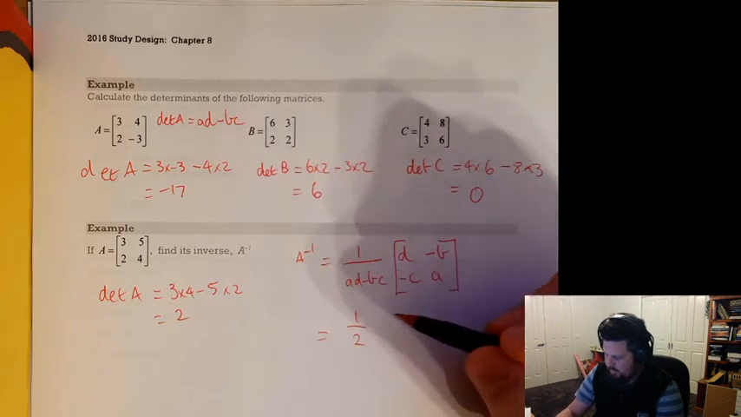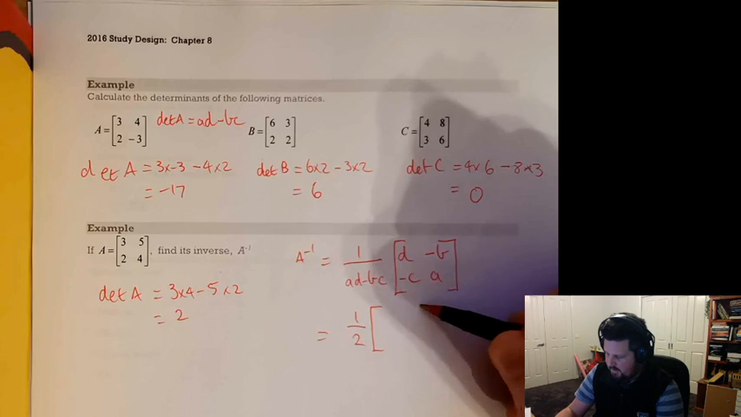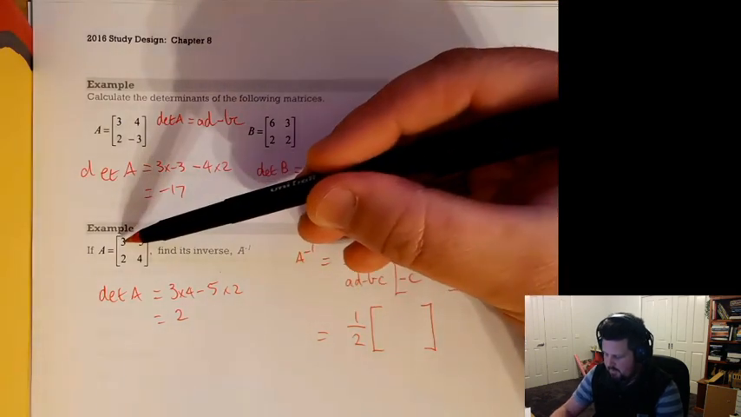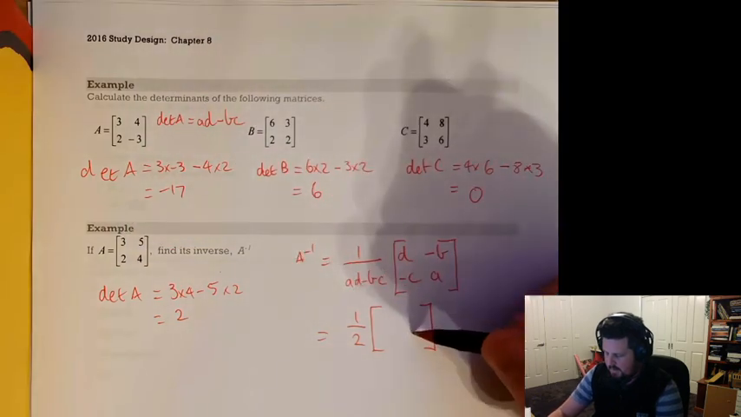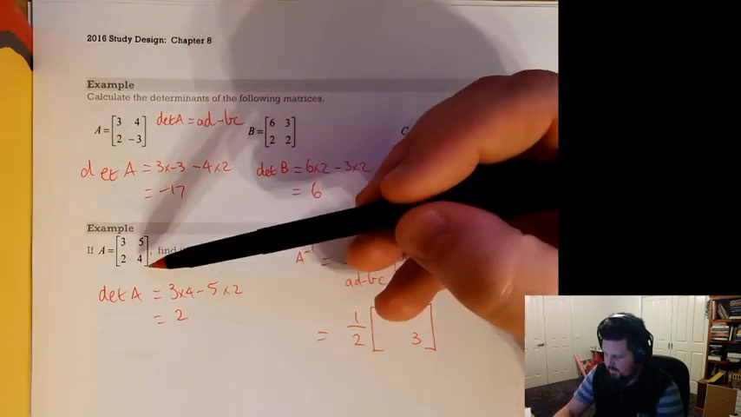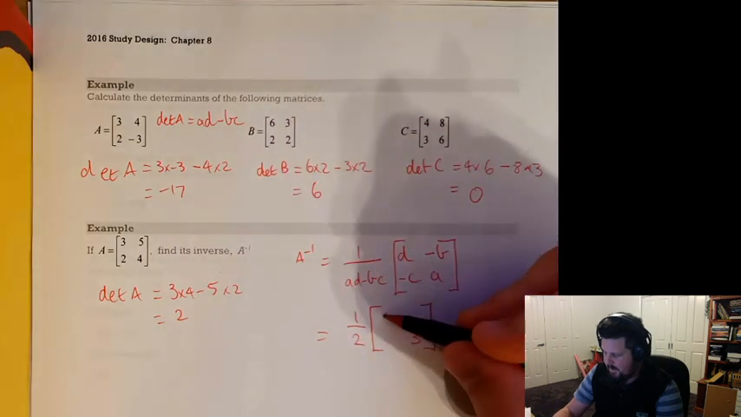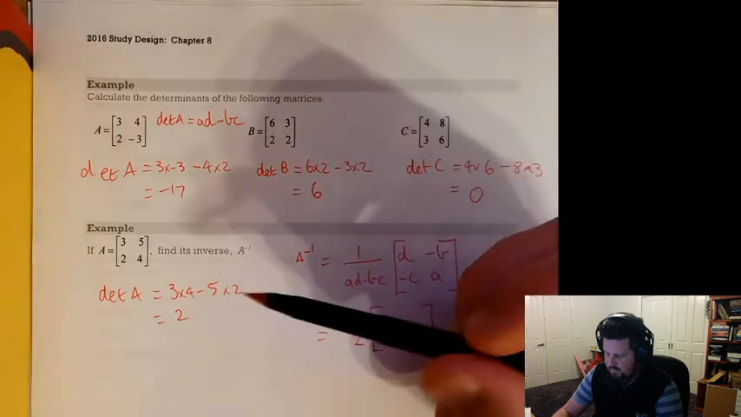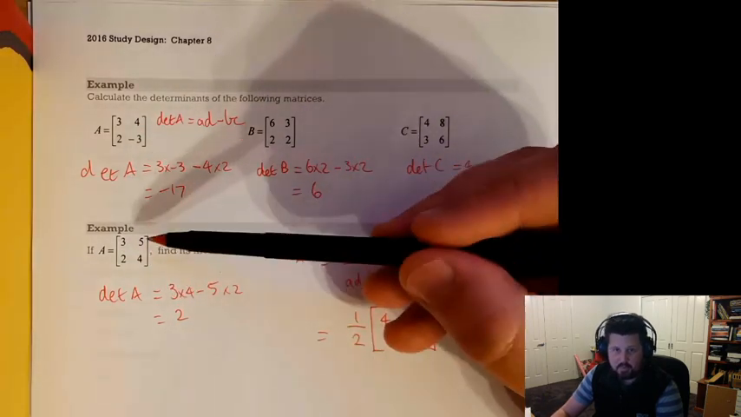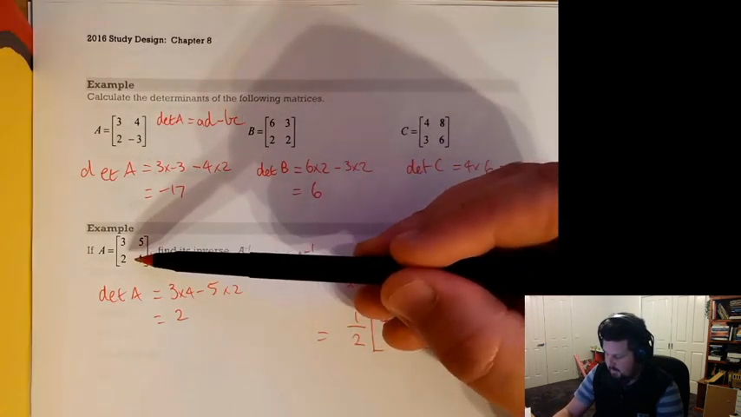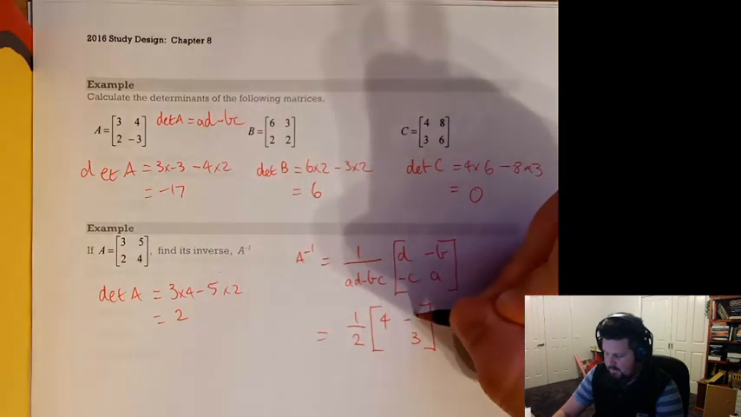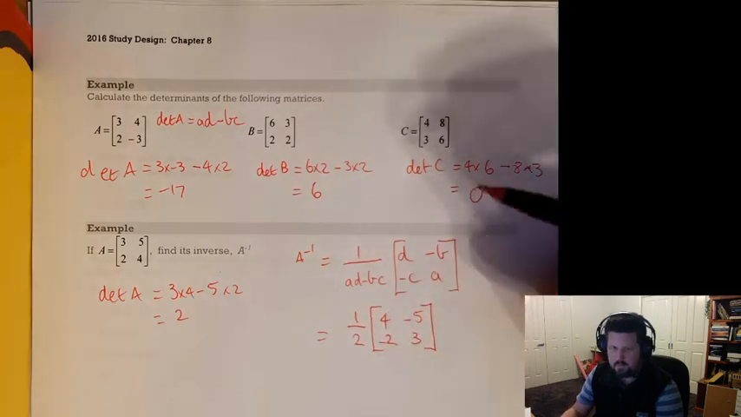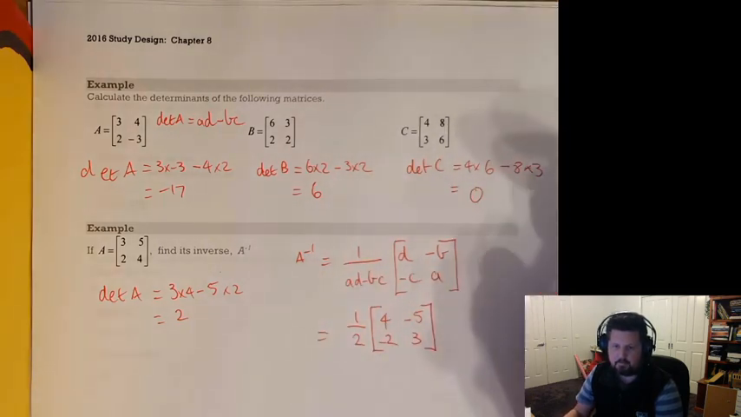that's going to be multiplied by this matrix here. The A and D values are going to swap around. So A was 3, it's going to go down to this position. D was 4, it's going to go up to here. And we're going to swap the signs of the B and C values. So they were both positive, so swapping the signs, that's going to now become -5, and -2. We have now worked out the inverse of A.